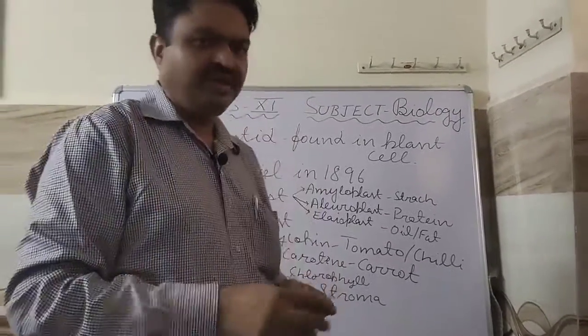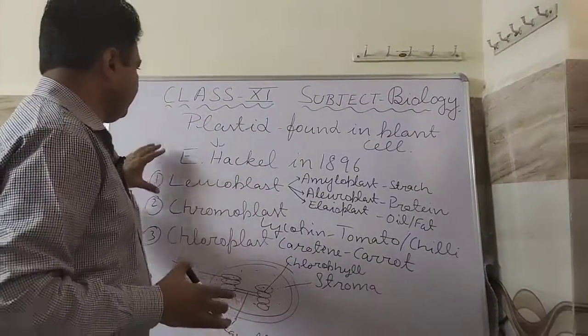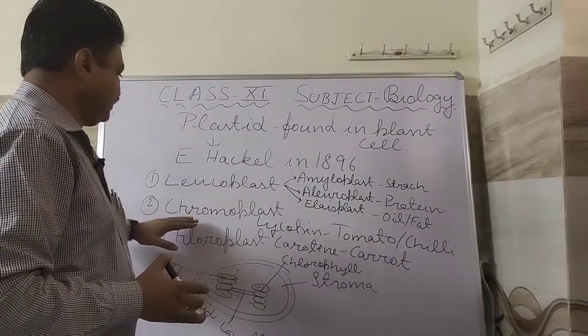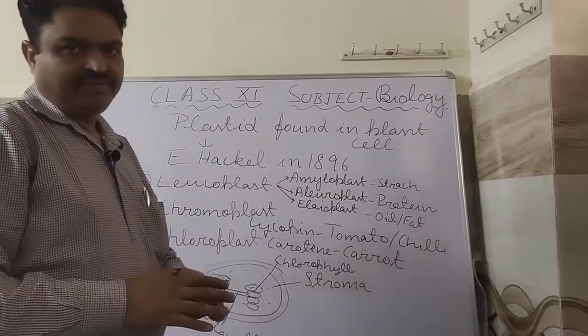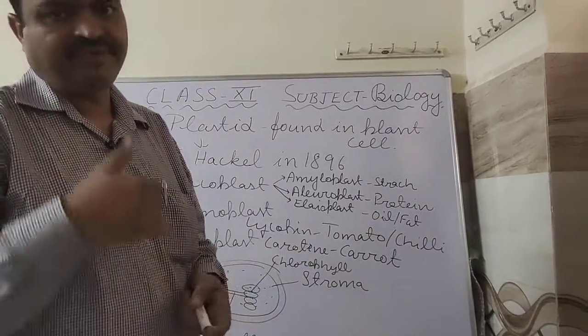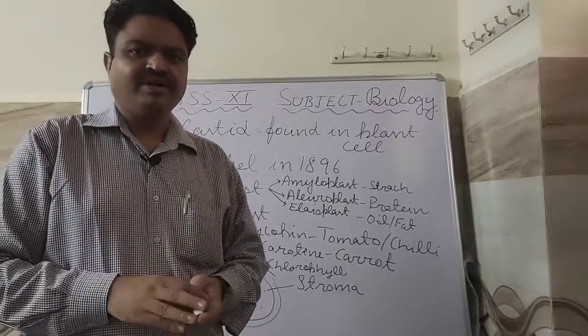So we have covered all three types of plastid: leucoplast, chromoplast, and chloroplast. Now you will learn these plastids, and with this you will also learn the mitochondria.